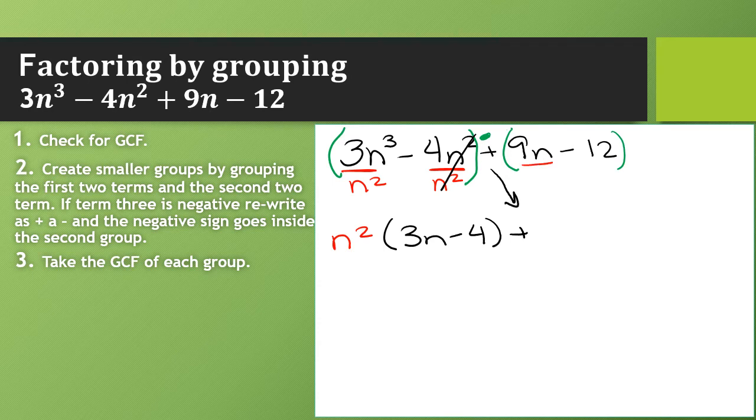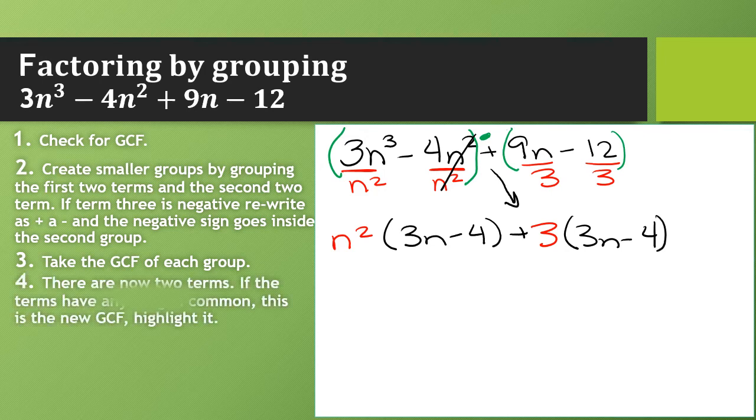9n minus 12. 9 and 12 both have a 3 in common, so I'm going to GCF a 3. So I will bring a 3 out front. 9n divided by 3 is 3n. 12 divided by 3 is 4, and I will bring the negative sign down.